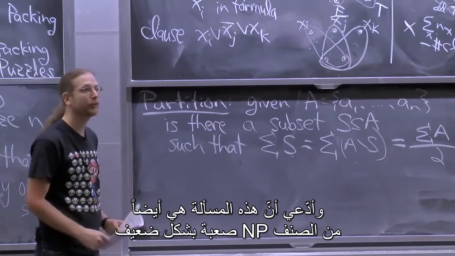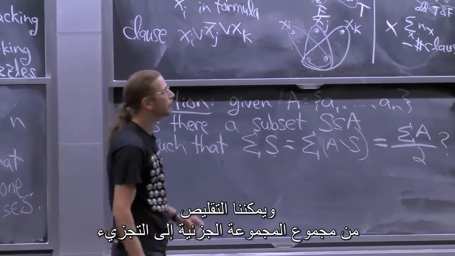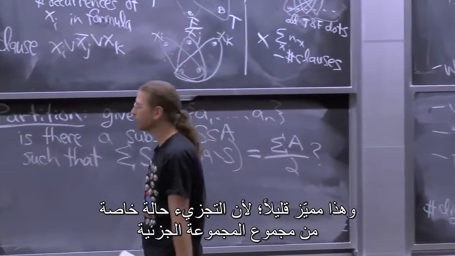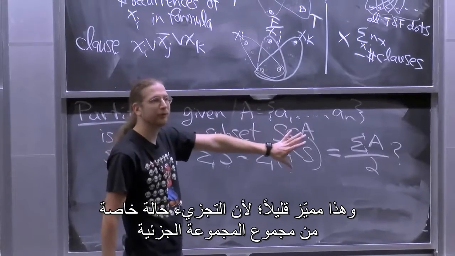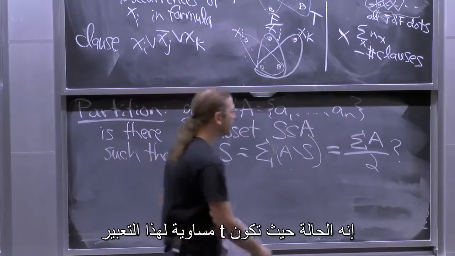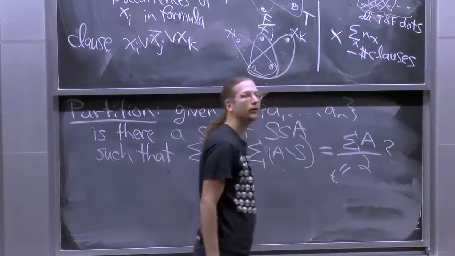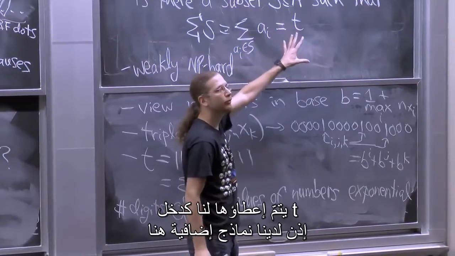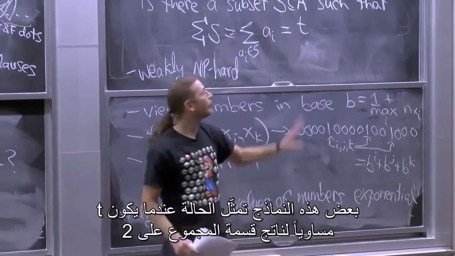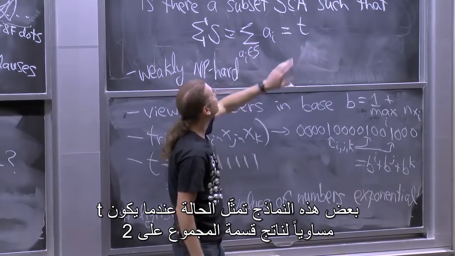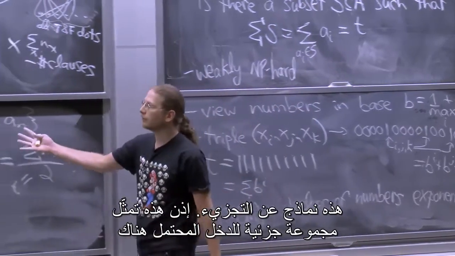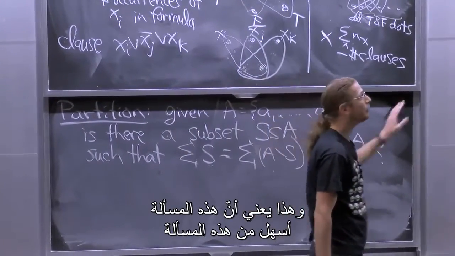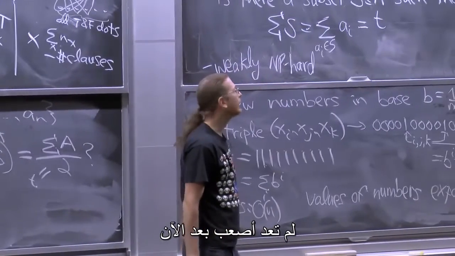I claim this problem is also weakly NP-complete, and we can reduce from subset sum to partition. This is a little interesting because partition is actually a special case of subset sum. It is the case where t equals the sum over 2. In subset sum, you're trying to solve it no matter what t is. T is a given input. So there are more instances over here. Some of these instances are the case where t equals the sum over 2. Those are partition instances. So this is a subset of the possible inputs, which means this problem is easier than this one, no harder anyway.